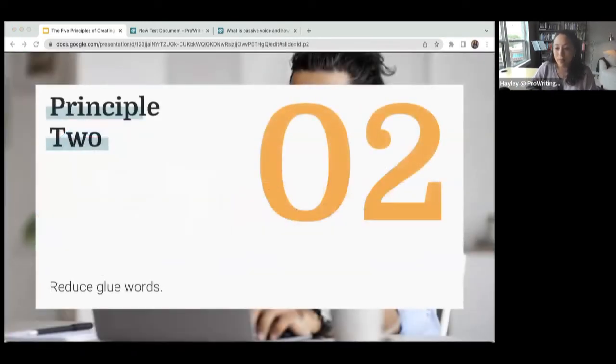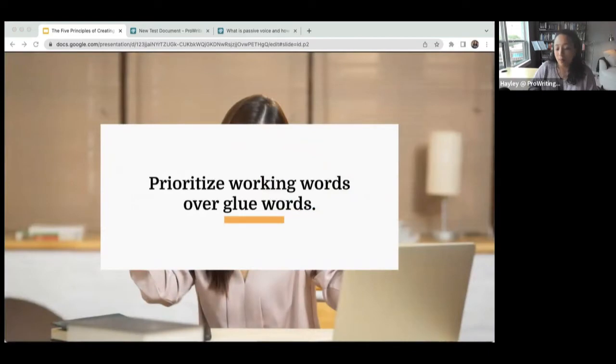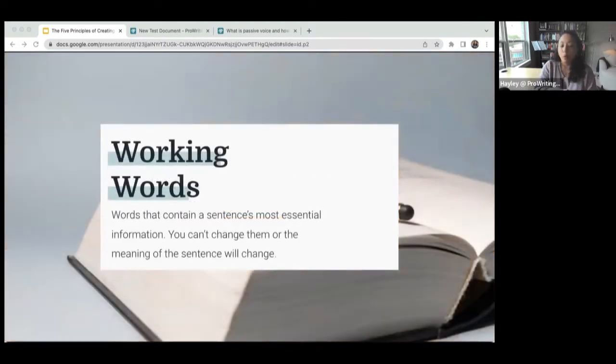Our second principle is one that people have been talking about in the chat this whole time, so I'm very excited to talk about it. So our second principle is to reduce glue words. So glue words are words that make our sentences stick together, and we'll talk more about them in a second. But what I want us to focus on in this section is prioritizing working words over glue words. So working words are the words that contain a sentence's most essential information. You can't change them, or the meaning of the sentence will change.